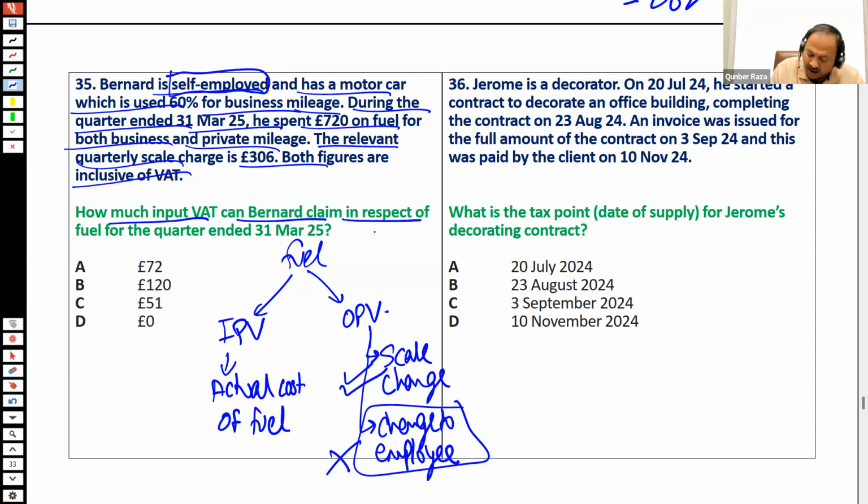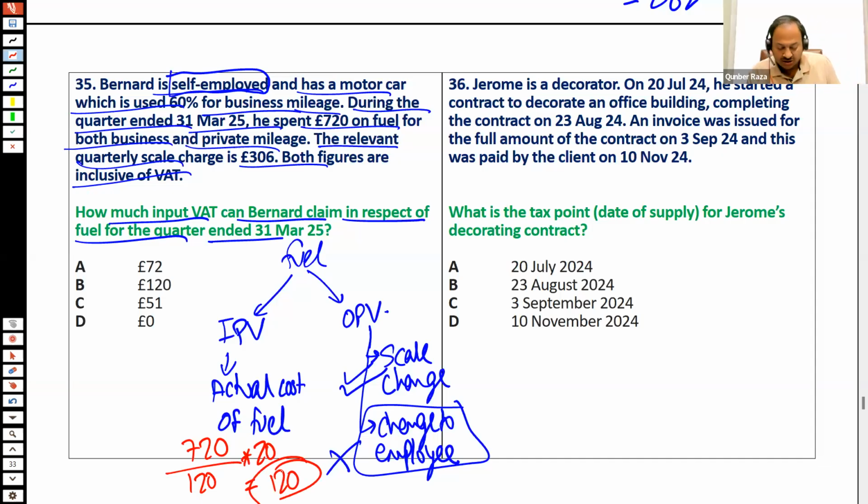How much input VAT can Bernard claim in respect of fuel for the quarter ended 31st March 25? So it's 720 he spent on fuel divided by 120. Scale charge 306. Can you please, Aisha, tell me this? 306 divided by 120 multiplied by 20. It's 51. Is it really 51?